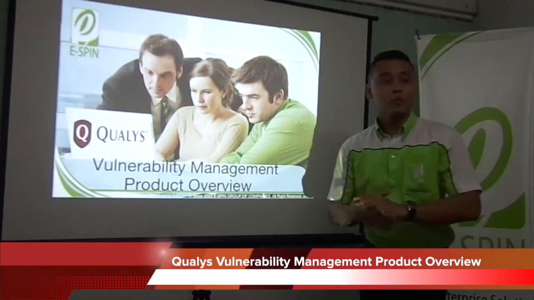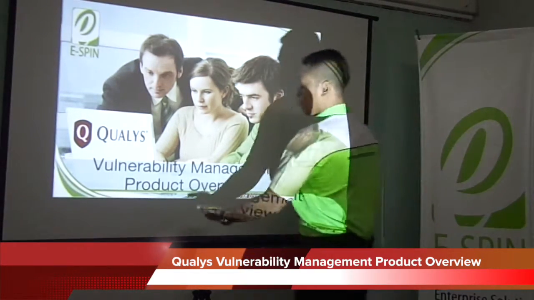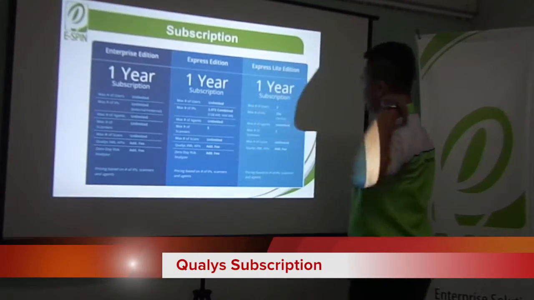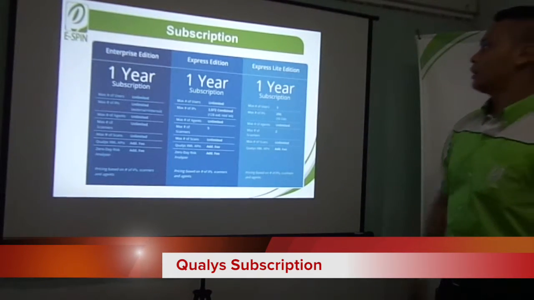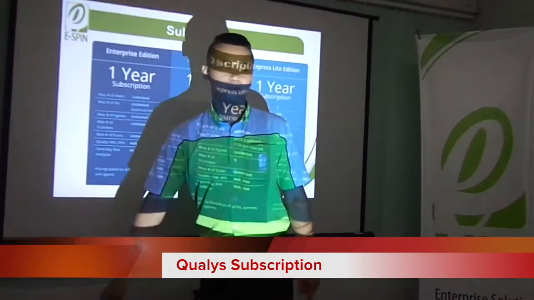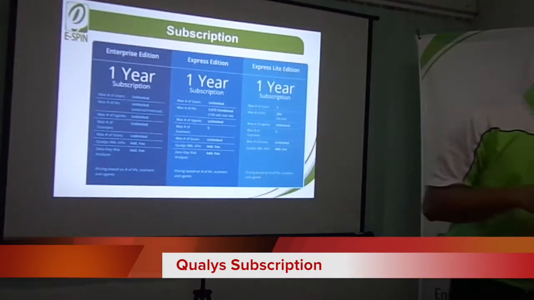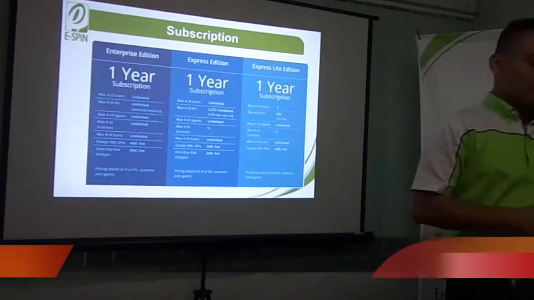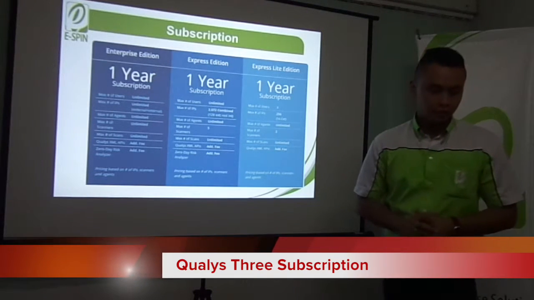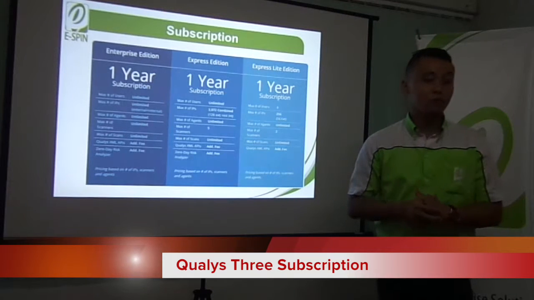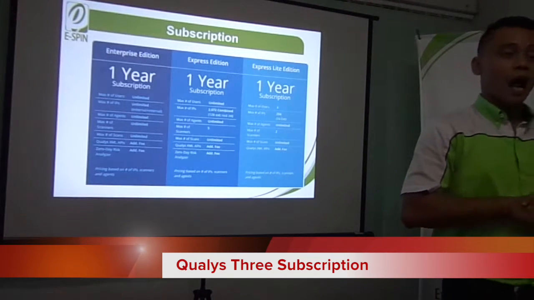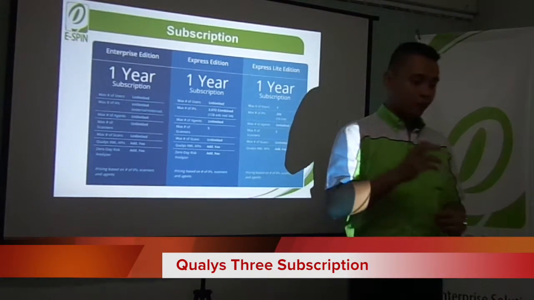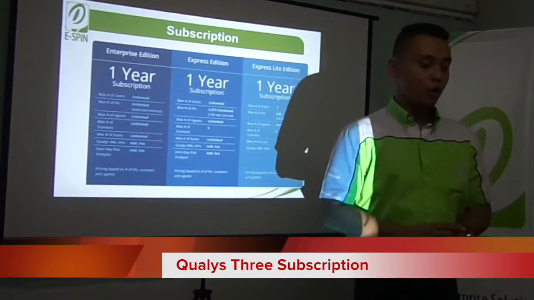So first of all, we would like to go through the product overview. Let's first take a look at the subscription. We have three editions of Vulnerability Management. The Qualys Cloud Suite is sold as an annual subscription that includes unlimited scanning. Qualys solutions may also be purchased a la carte. Pricing varies based on the number of users, IPs, and Qualys scanner applications required. Qualys core solutions can be deployed immediately and require no software download or install.